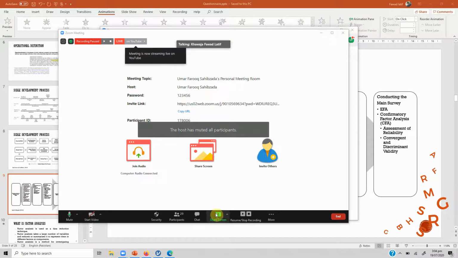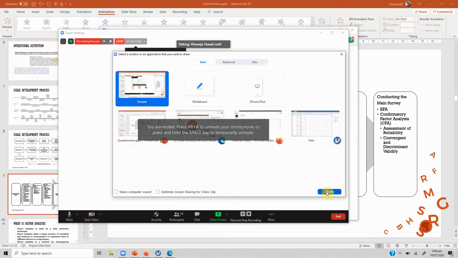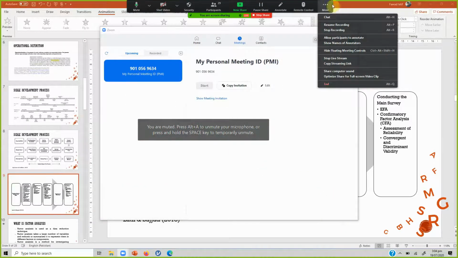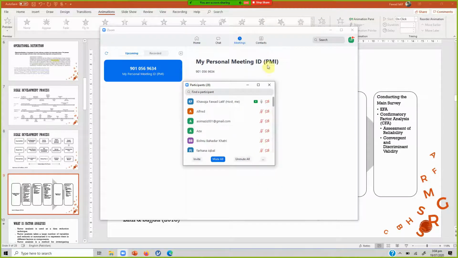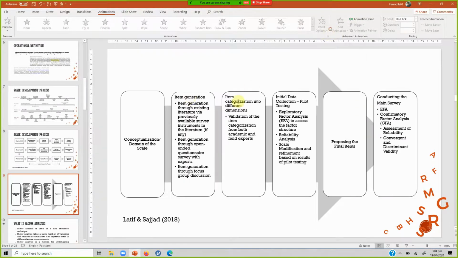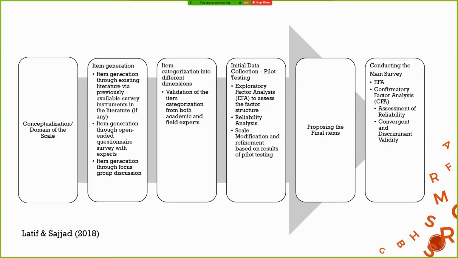Okay. So let me share the screen again, and I know where I left. So let me start from there. So this is our own conceptualization, mine and Dr. Sajjad's from Massey University.